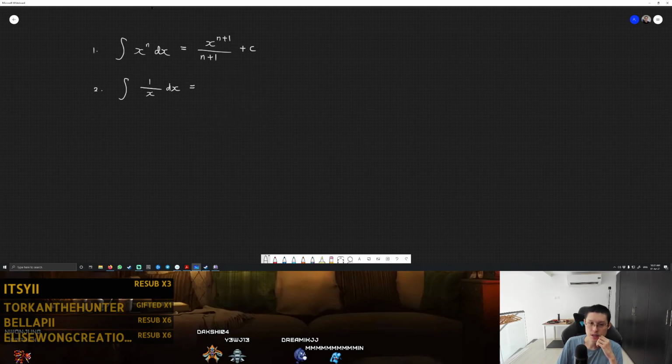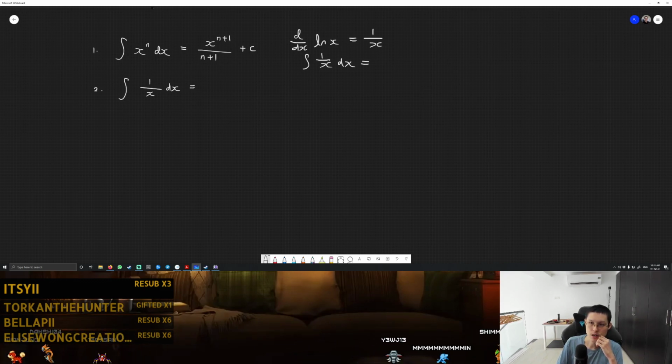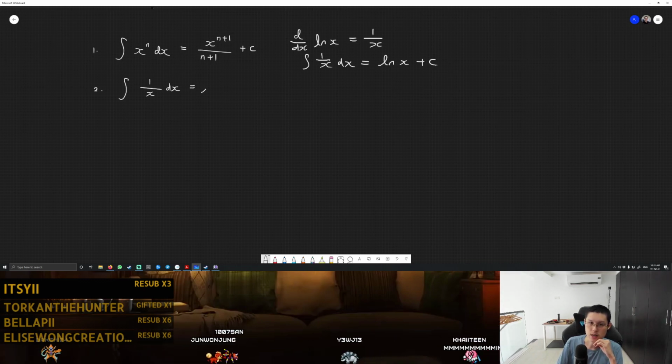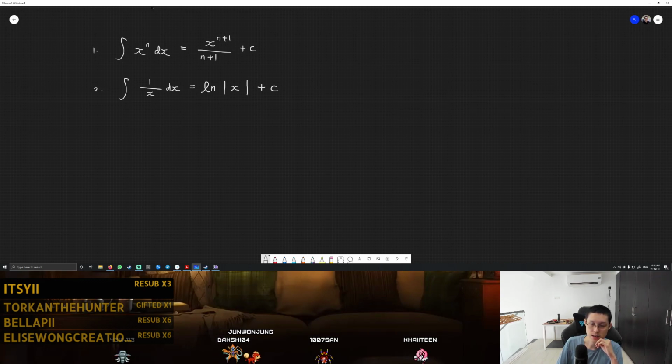It turns out that if we differentiate ln x, we actually get 1 over x. So if we integrate 1 over x, we should get ln x, because they are inverse operations. So what you would actually get is ln x plus c. But there's a little caveat here: x can be a negative value, so you must put the modulus in there. Must put the modulus, remember that.